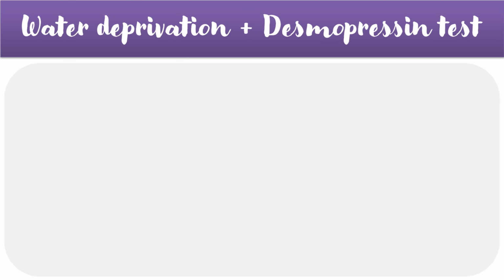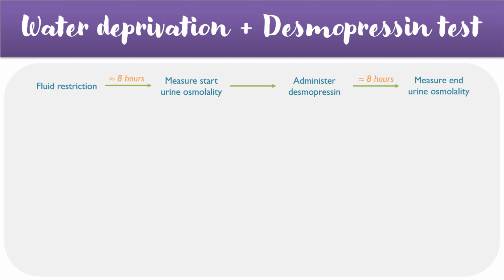Okay, so taking a closer look at the gold standard investigation for diabetes insipidus, the process involves fluid restricting the patient, and then measuring their starting urine osmolality after around 8 hours. We then administer desmopressin, which is basically ADH, and then we measure the end urine osmolality, comparing both the start and the end to confirm a diagnosis.